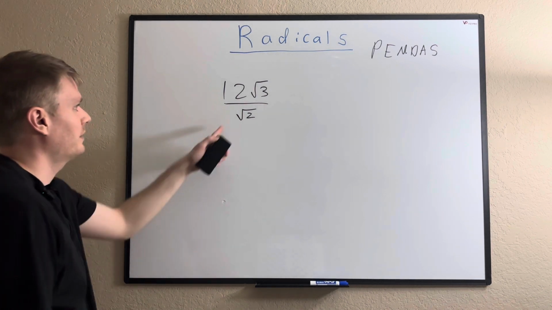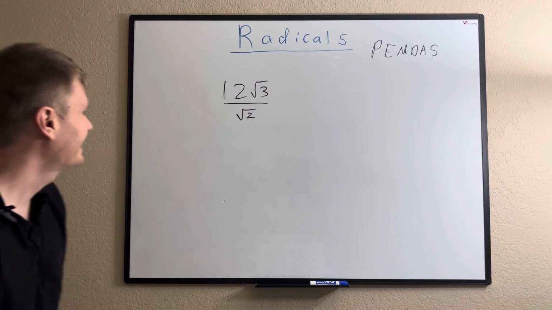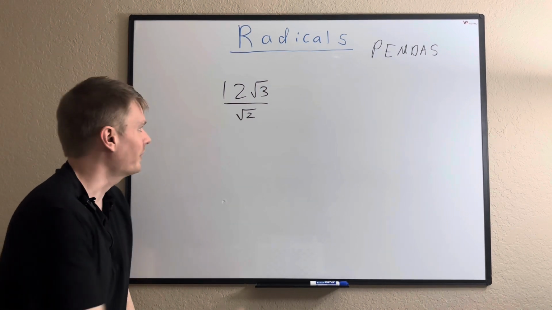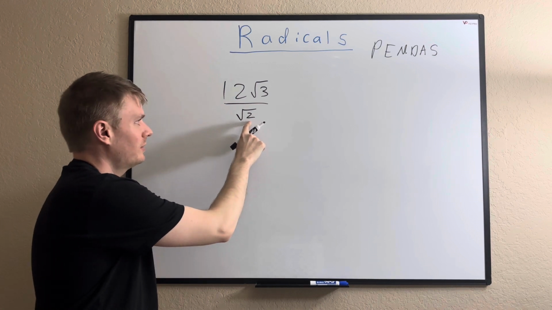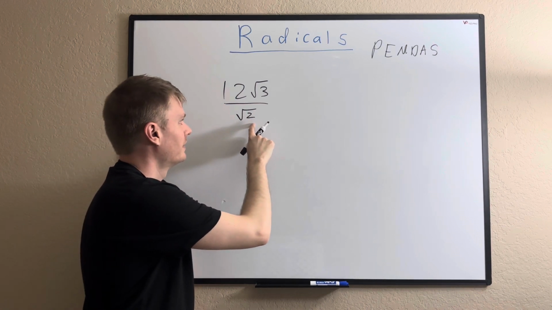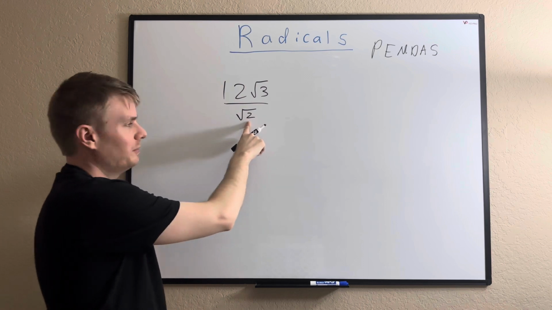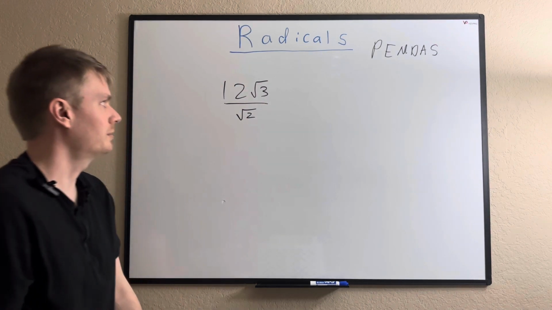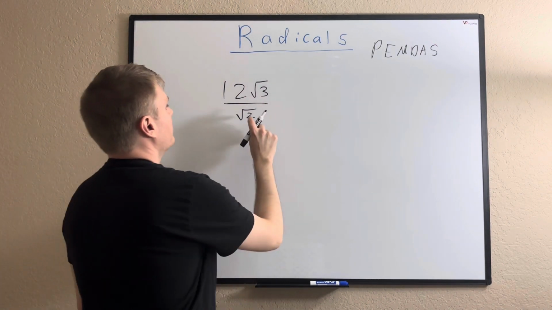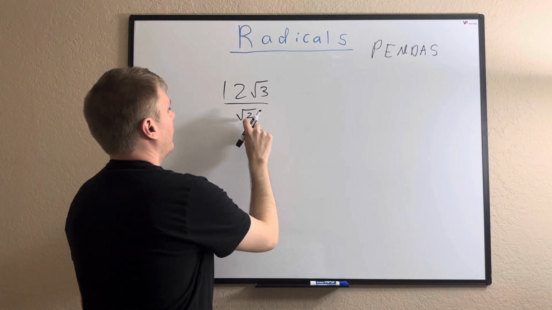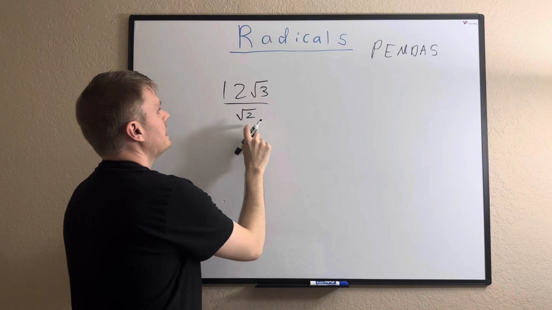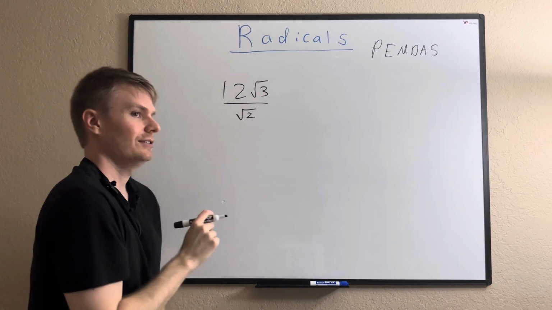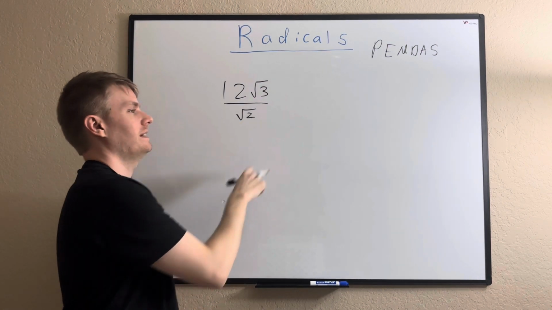Now, a teacher might give you that problem and say simplify, and you'll be like, what? That's already simplified. We can't. There's no rational number that multiplies by itself to get 2 or 3. So what do you want from me? You are expected to know that you cannot leave a radical in the denominator ever.